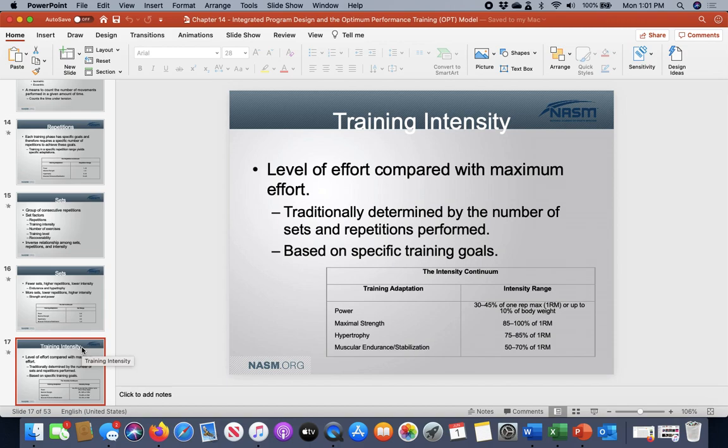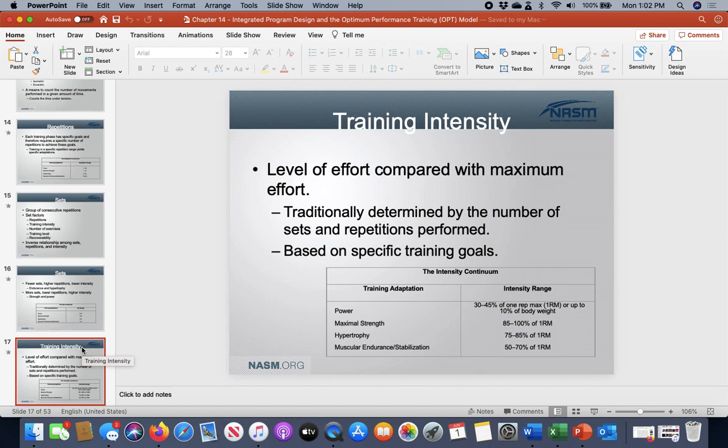So with power, it gets a little skewed here, but it says 30 to 45% of your 1 rep max. That's not very high in terms of intensity, but what are you doing? You're working at max speed with that 30 to 45%. So even though the load is light, you're going to be trying to move and propel the body in a very functional yet fast way. Remember, it's force times distance divided by time is your power. You're trying to move a load a certain distance very quickly, and that's really what it comes down to, or up to 10% of your body weight.